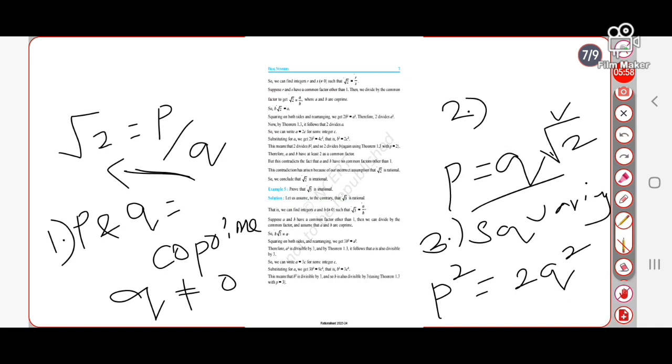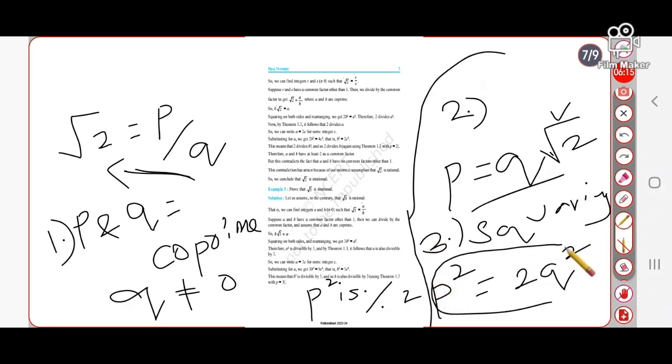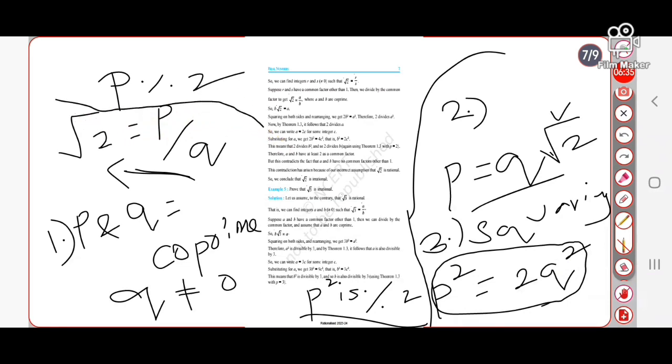By this we come to the conclusion that p square is divisible by 2. By this equation we arrive that p square is divisible by 2. So if p square is divisible by 2, then p is also divisible by 2.